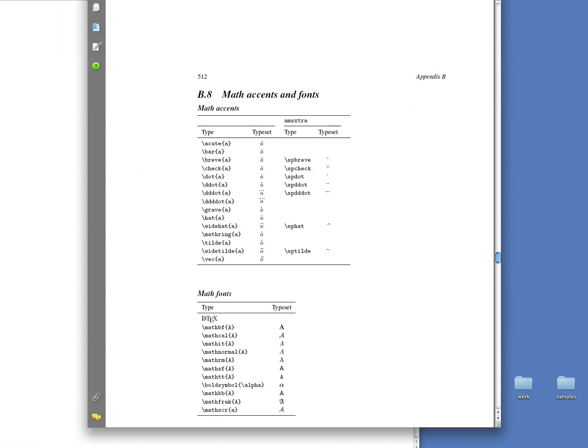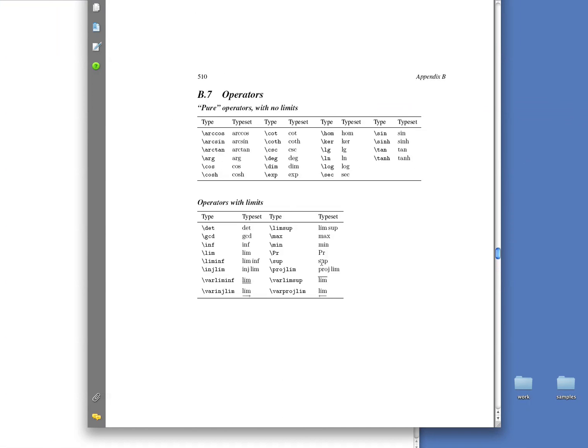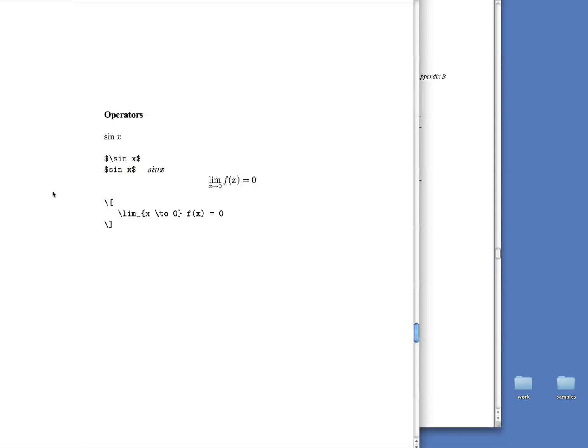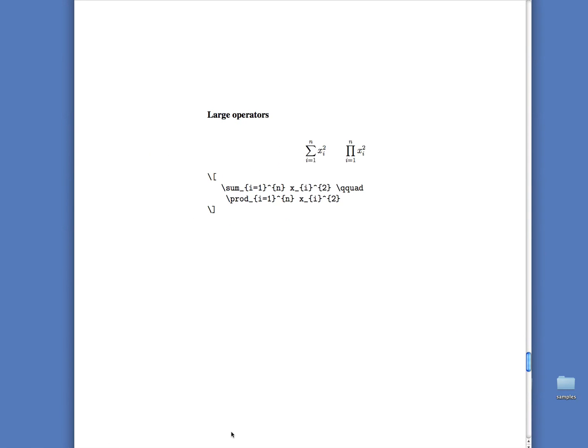If you want to see all the operators, you have to go to the appropriate appendix, which I'm going to find in one second. Here are all the operators. They come in two groups, pure operators like sin and operators with limits like lim. The fun starts, however, with large operators like sum and like product, which have much more complex displays. They are done with the sum command and subscript and superscript, and the same way the product is done with prod.